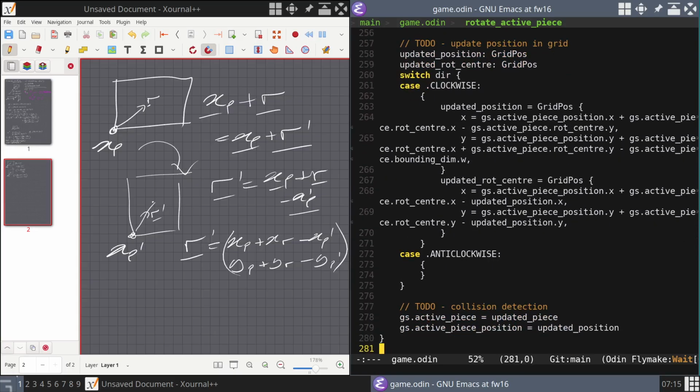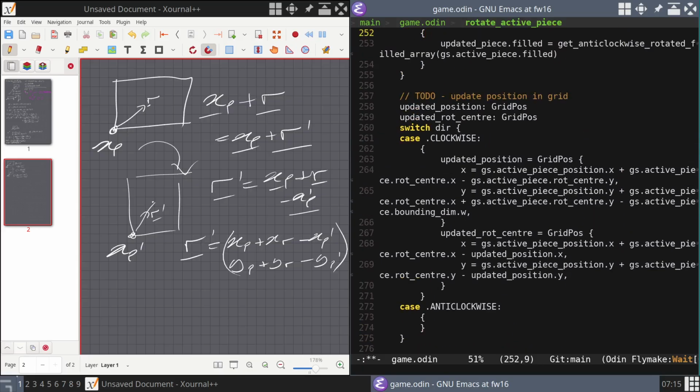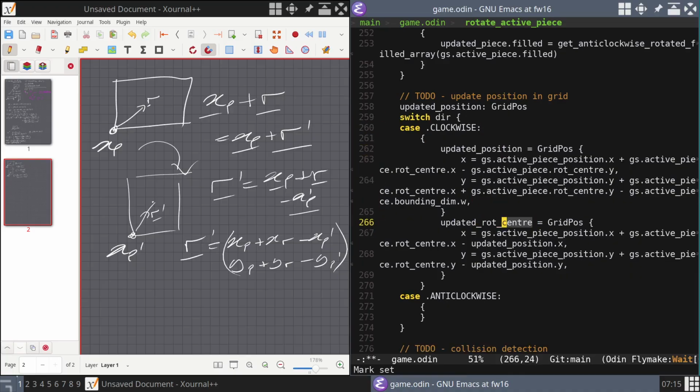And when we get to the end, we do the rest of these. We have to say, can we just put that straight on updated piece? So we don't need this because we've already got a place to put it. We'll go updated piece dot rot center equals that. Right, so if we're going to keep updated position, we're going to keep this updated rot center.